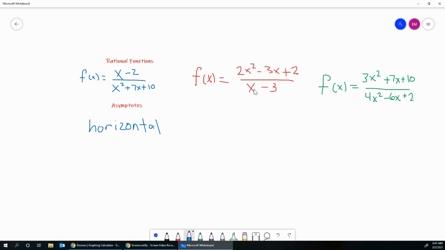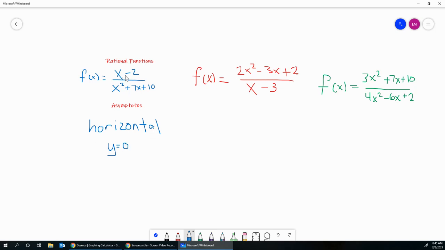The horizontal asymptotes are going to follow one of three rules. So if we can simply learn the three rules of a horizontal asymptote, we can find the horizontal asymptote. The first rule is if the exponent in the numerator, and we're talking the largest exponent, is smaller than the largest exponent in the denominator, you're going to have a horizontal asymptote at y equals 0.